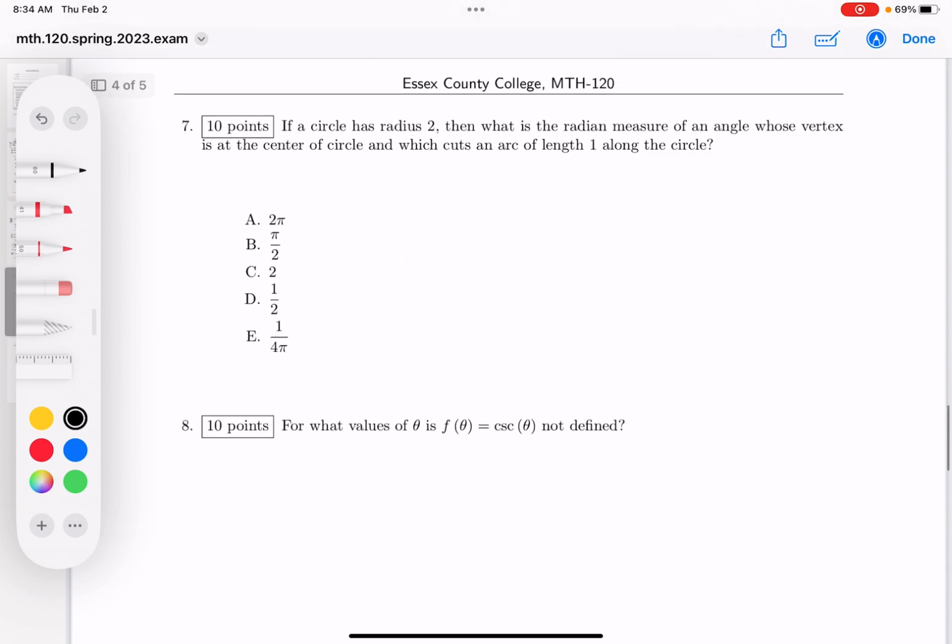And the next question is multiple choice. It says a circle has radius 2. I understand that. Then what's the radian measure of an angle whose vertex is the center of the circle? Let me remind you, we've done something like this before. That's a circle of radius 2, by the way. The center is at the origin, and this is the vertex, and it cuts an arc length of 1. So this is 2, this is 2, and this is 1. Not a very good picture, by the way.